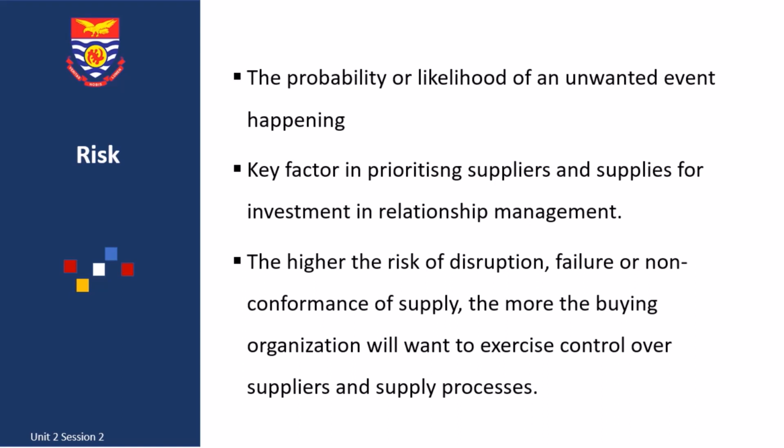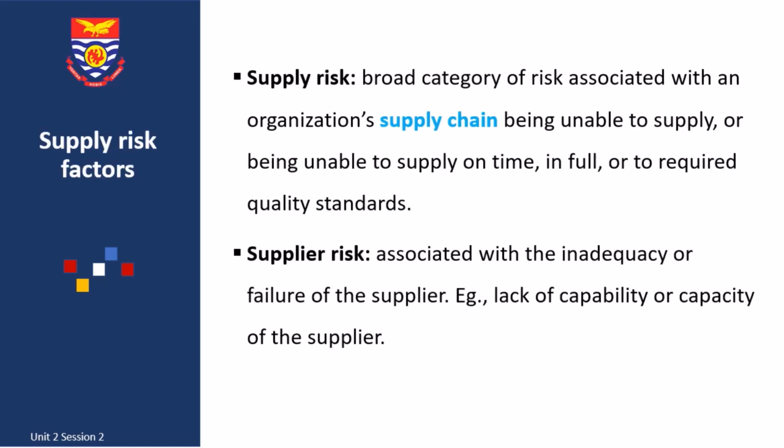So we then look at some of the supply risk factors in daily procurement or supplier relationship management activities. The first one is supply risk. These are risks that are associated with an organization's supply chain, that is, its ability to supply or its inability to supply on time, in full, or to required standards.